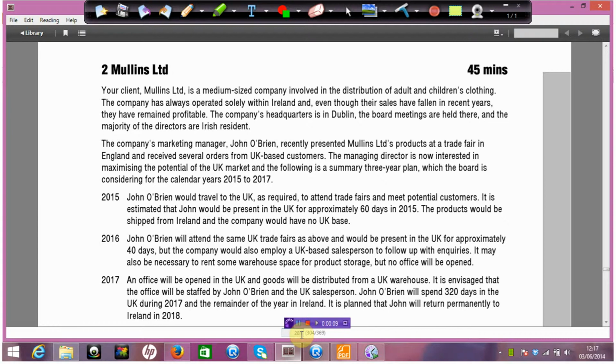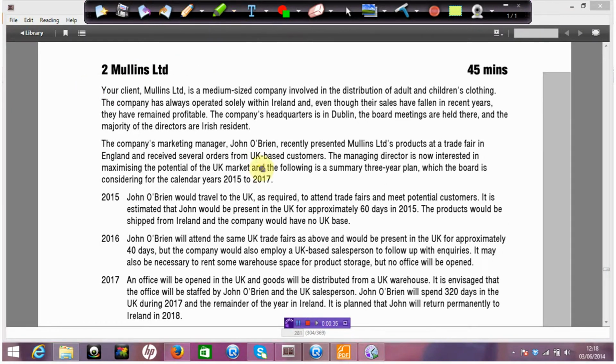And the subject matter for this particular screencast is this area of an Irish entity trading abroad, and indeed the issue of whether or not to trade through a branch or indeed a subsidiary. Okay, so within this question, Mullins Ltd, on page 281 of your exam kit, you've got the typical scenario where the Irish company is looking at the possibility of trading in an overseas country to avail themselves of opportunities in respect of UK-based customers. So the question really is exactly how will they do that?